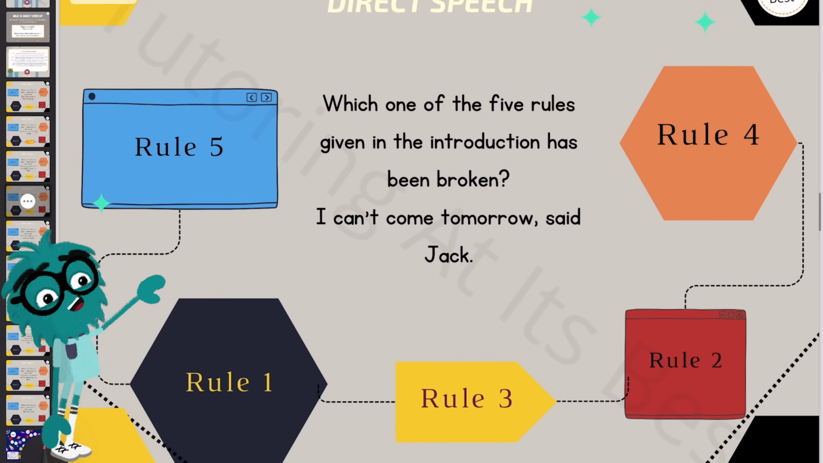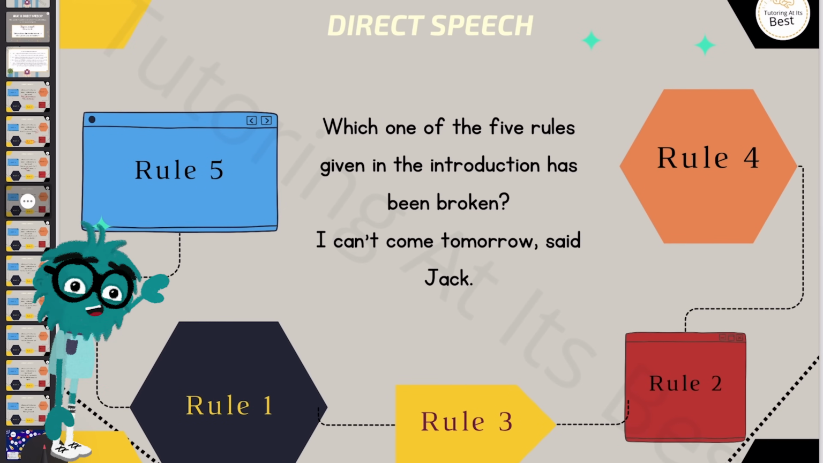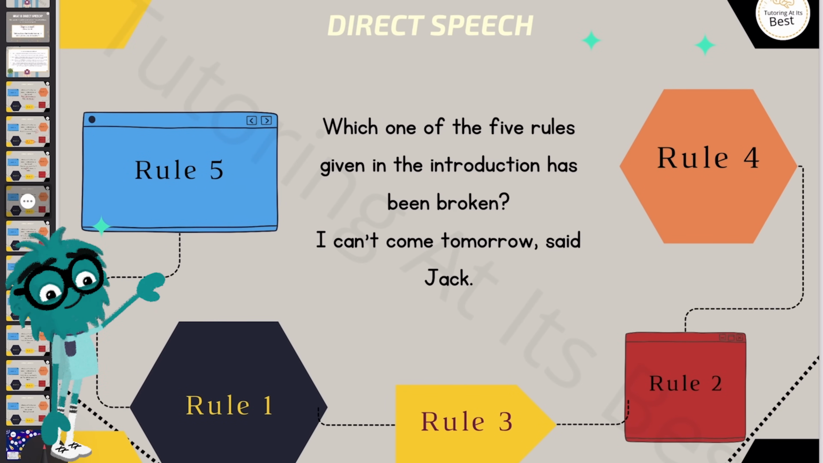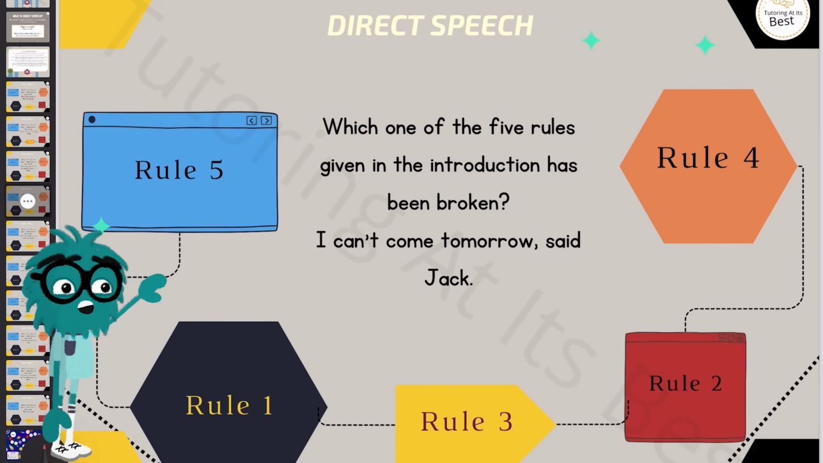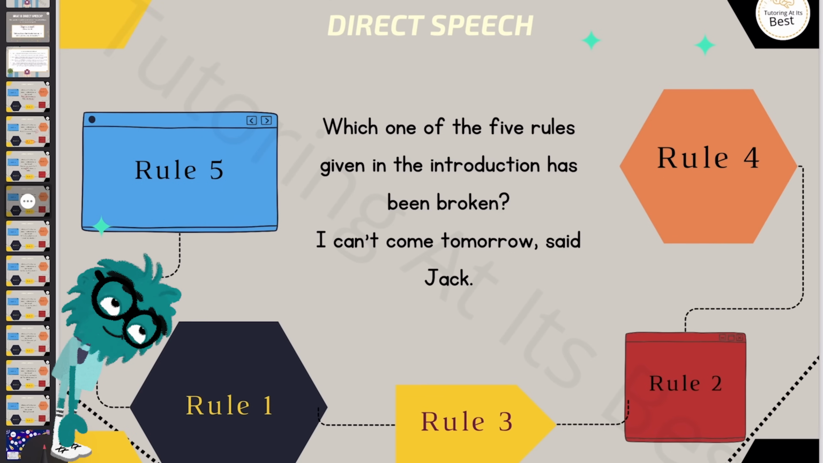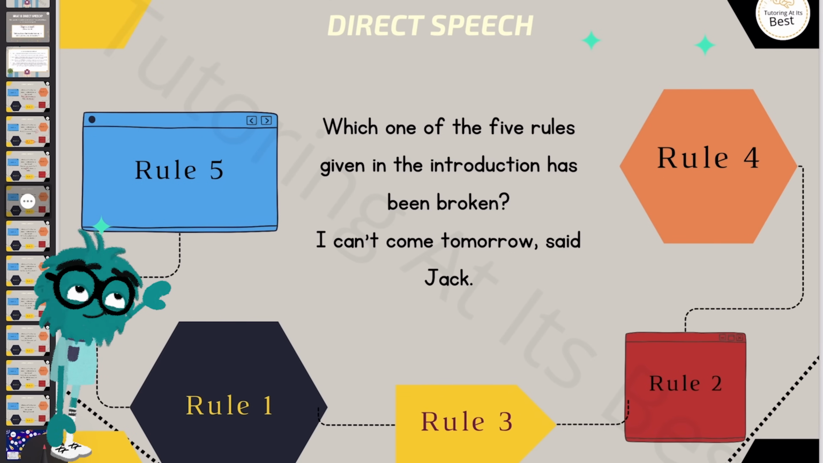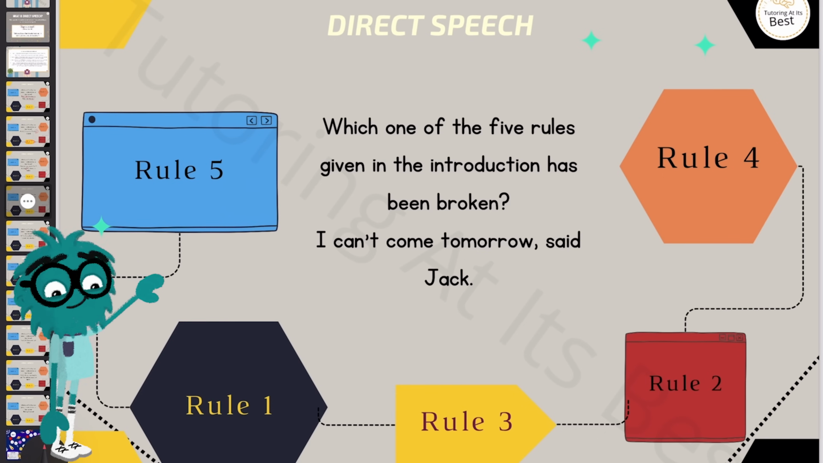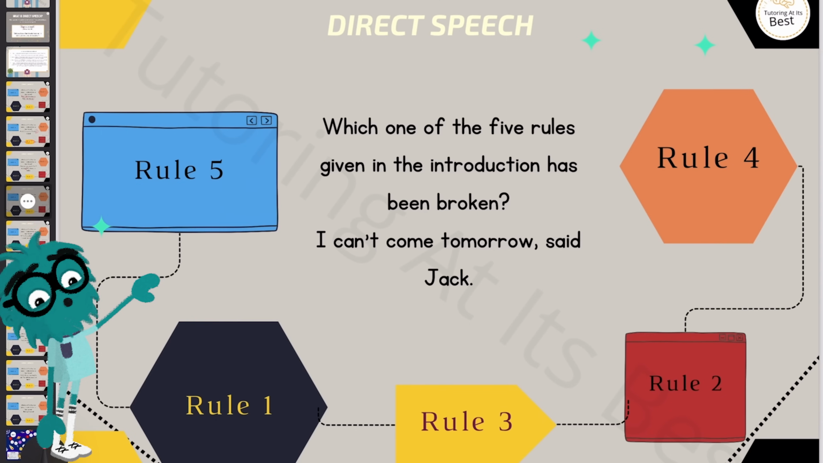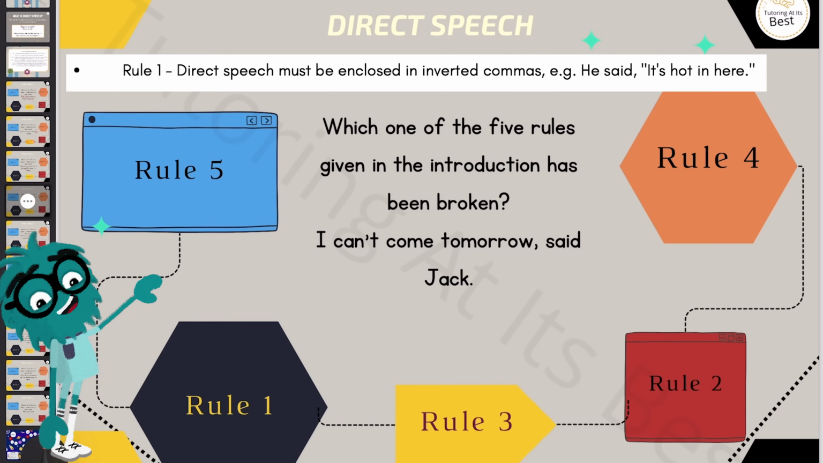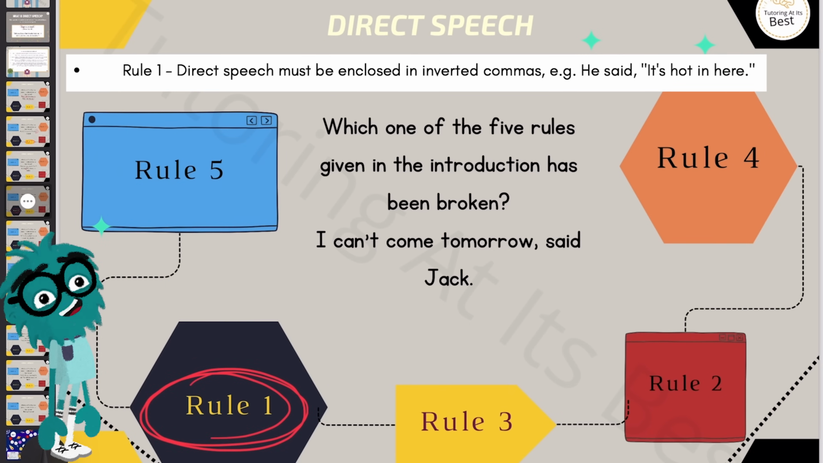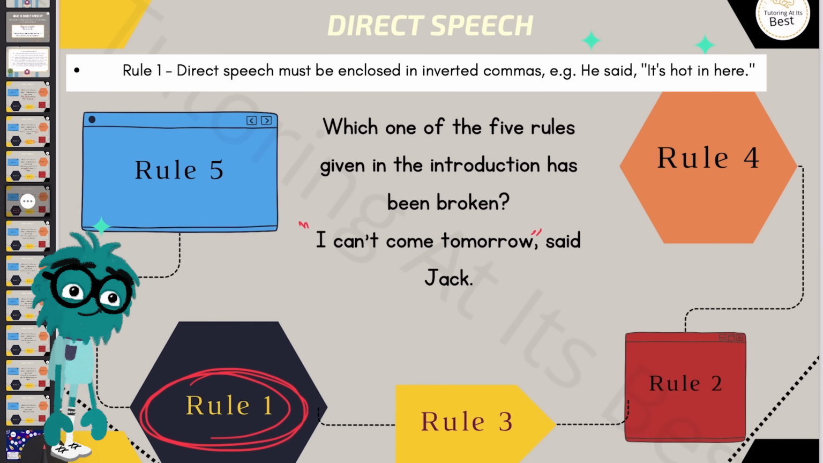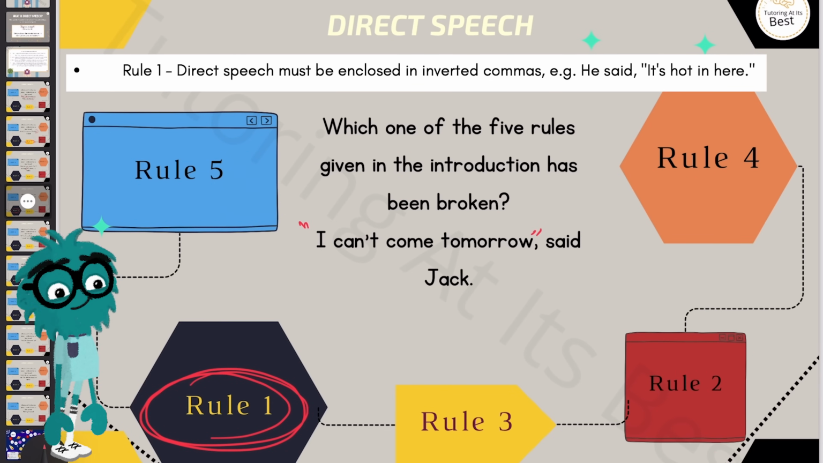Okay, over to the next one. "I can't come tomorrow," said Jack. So which rule has been broken here? Well, I hope you've noted that there's no inverted commas anywhere here. So that is rule number 1. There must be inverted commas. And just to make you aware, this inverted comma should be after this comma.